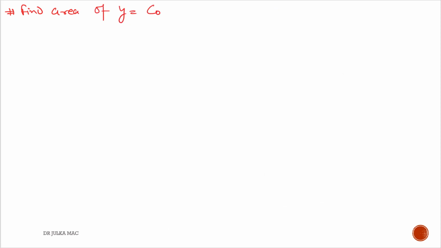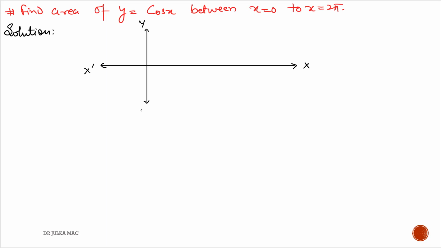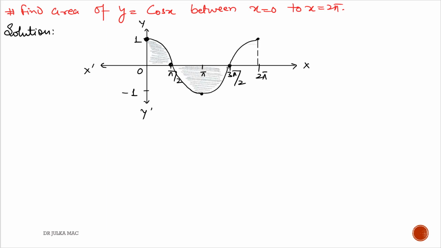Next example. Find area of y equal to cos x between x equal to 0 to x equal to 2 pi. First, we draw the graph of y equal to cos x. We draw the graph of cos x at 0, pi by 2, pi, 3 pi by 2 and 2 pi. Cos 0 is 1, cos 90 is 0, cos 180 is minus 1, cos 270 is 0 and cos 360 is 1. Now, the shaded area is this.